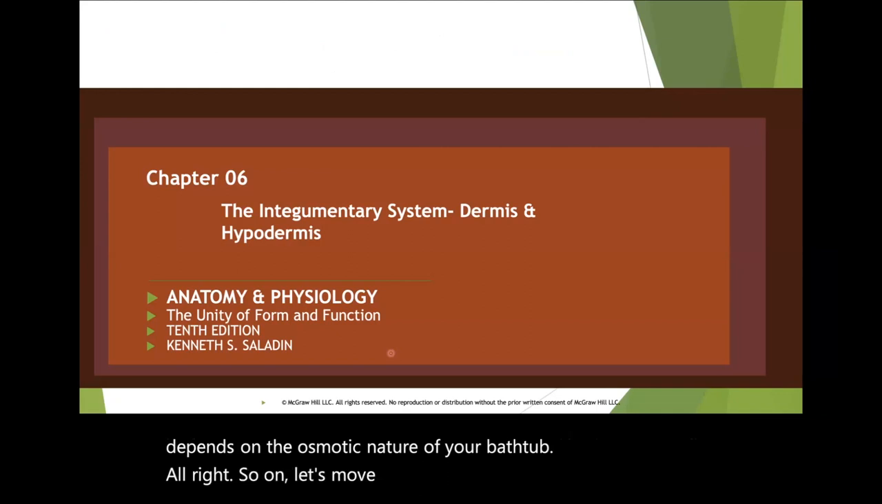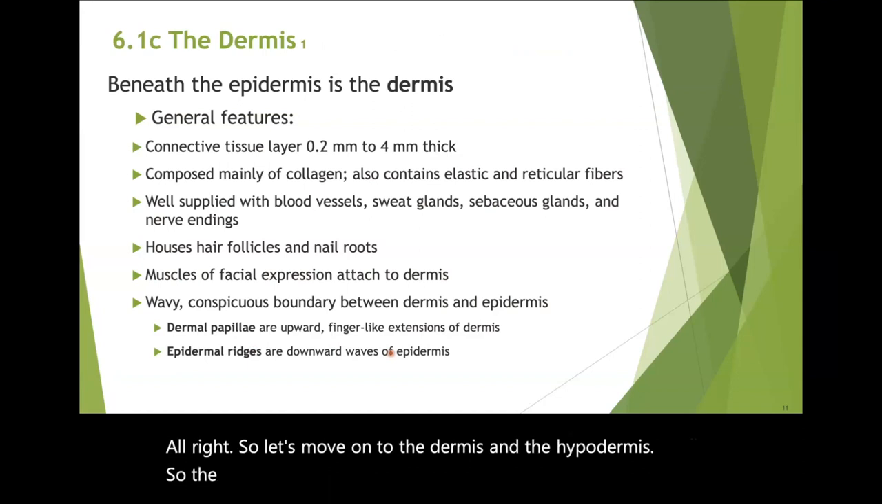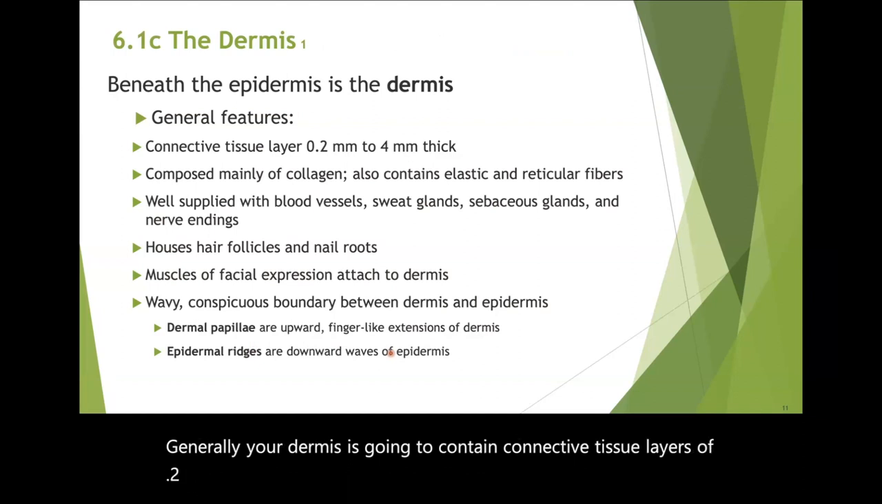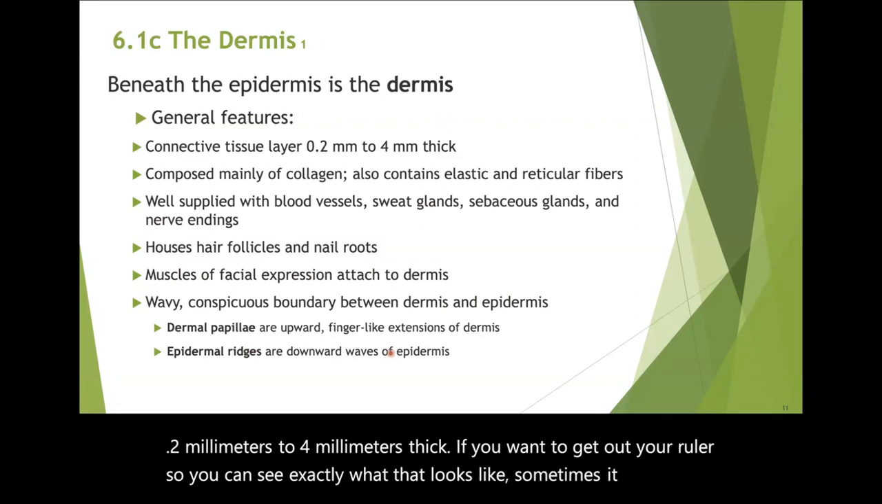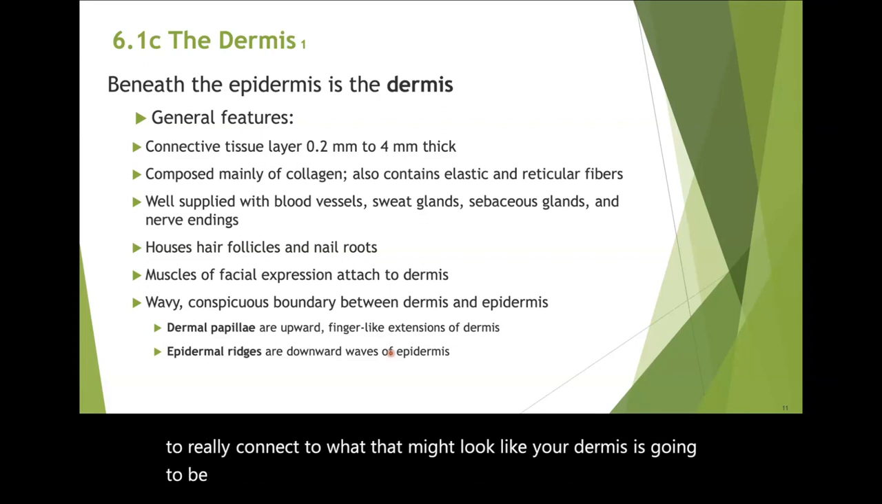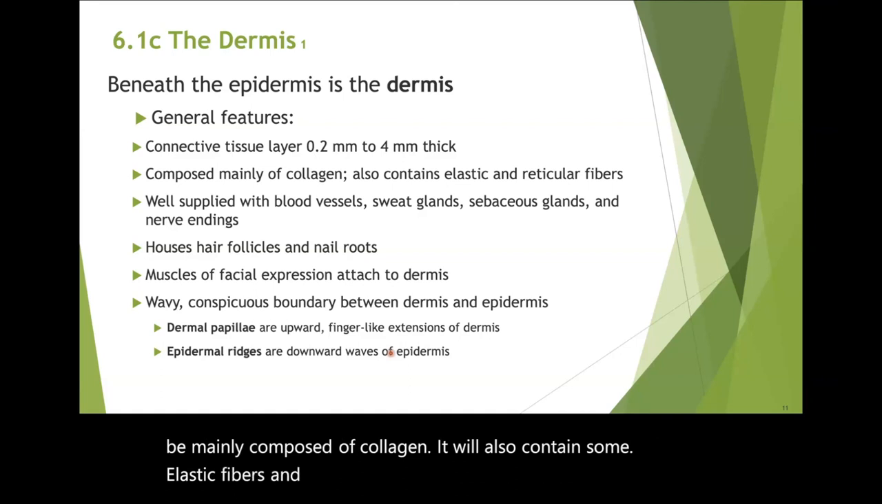Let's move on to the dermis and the hypodermis. So the dermis, it's going to be underneath the epidermis, okay? Generally, your dermis is going to contain connective tissue layers of 0.2 millimeters to 4 millimeters thick. If you want to get out your ruler so you can see exactly what that looks like, sometimes it helps to really connect to what that might look like. Your dermis is going to be mainly composed of collagen. It will also contain some elastic fibers and some reticular fibers too.